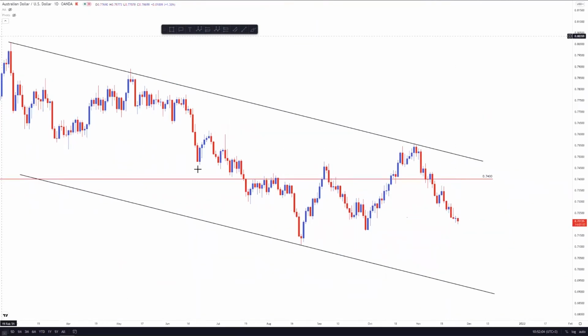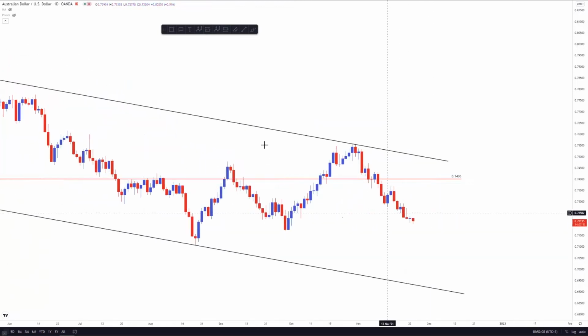I talked about gold. On the Aussie dollar, the market has been moving further lower. Remember on the daily chart, lower lows, lower highs, lower lows, lower highs.